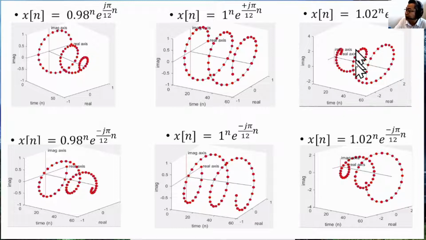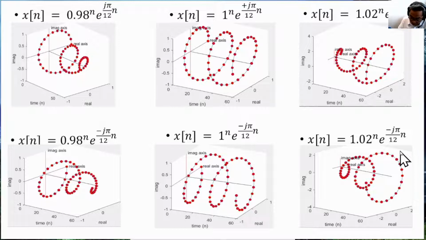And in the last example, because magnitude is greater than 1, it will be growing, and for both growing and decaying, depending on the omega, it is rotating anti-clockwise or clockwise in this below.